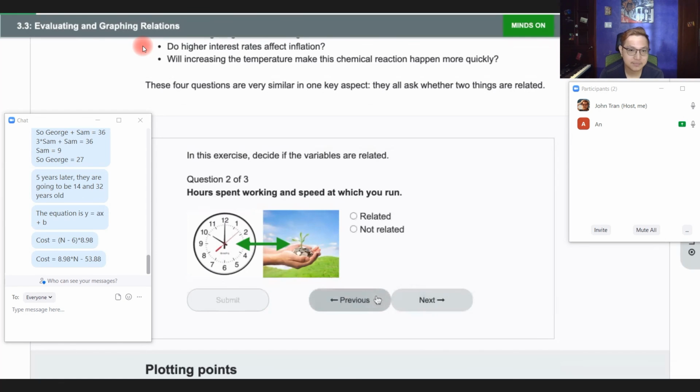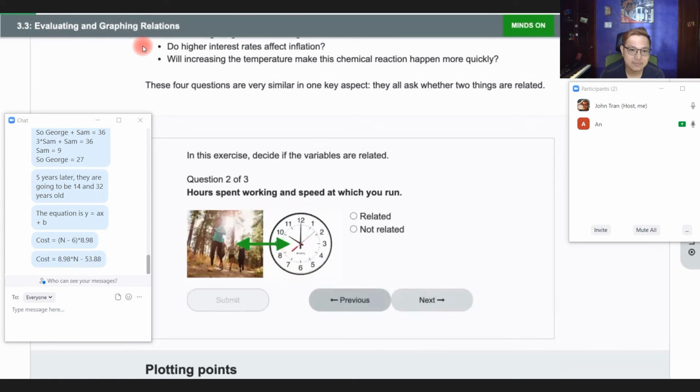Of course they are related. Hours spent working and speed at which you run. Okay, it's not related, but if you say the speed at which you run to meet deadlines, maybe they are related, yeah, but not this one.